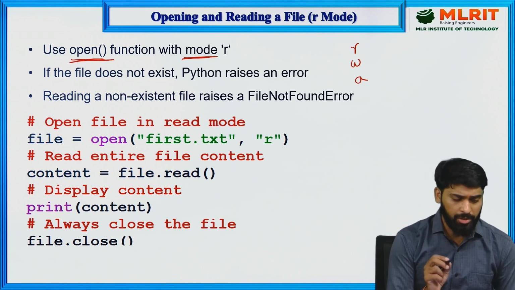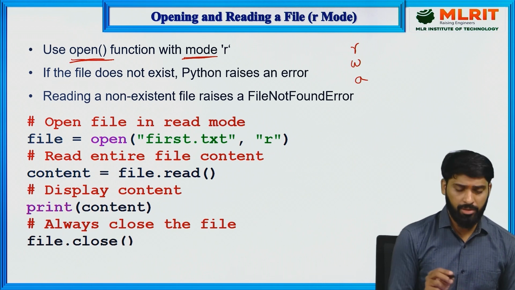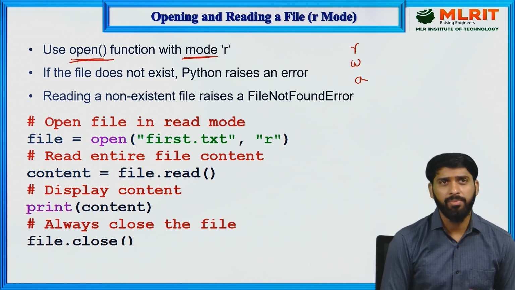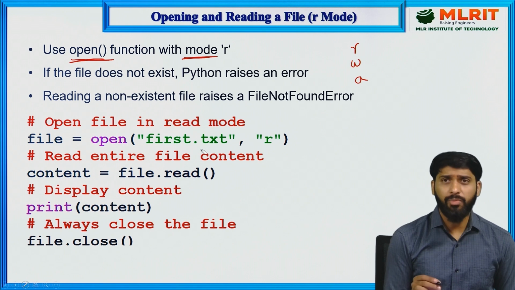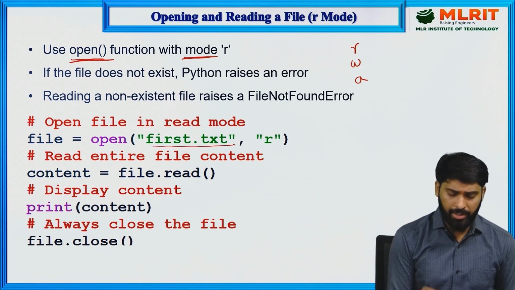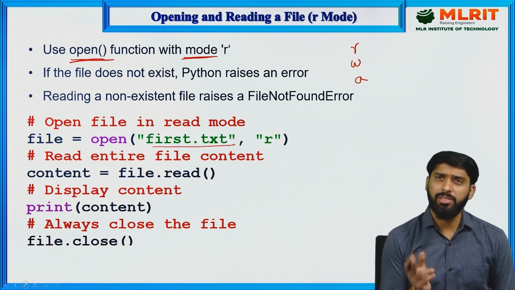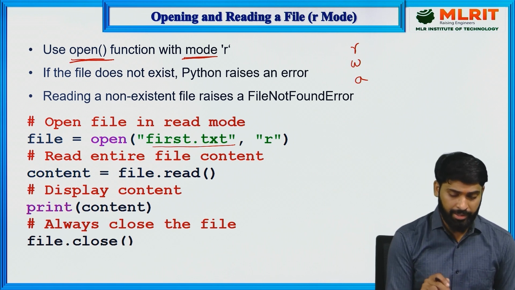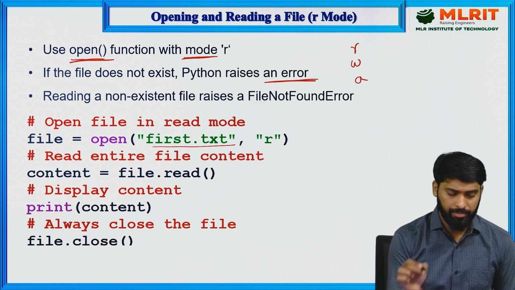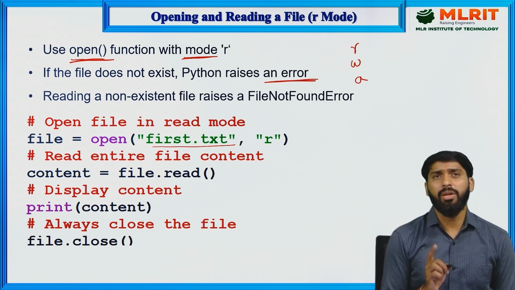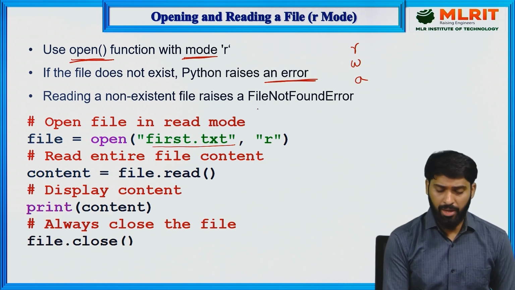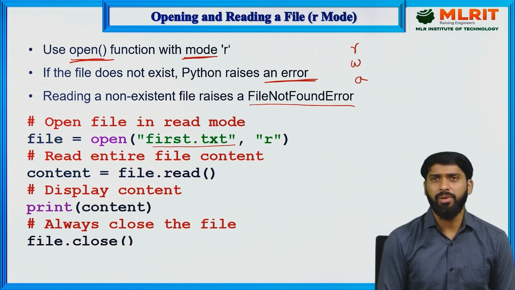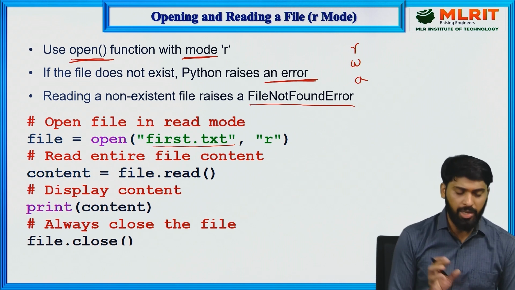Now to open and read a file, use the open function with mode R. If the file does not exist, for example in this program I am trying to access first.txt, if the file is available, then okay. If the file is not available, then it raises an error. Reading a non-existing file raises a FileNotFoundError. In those cases we can handle this type of error also. First we see how to open.